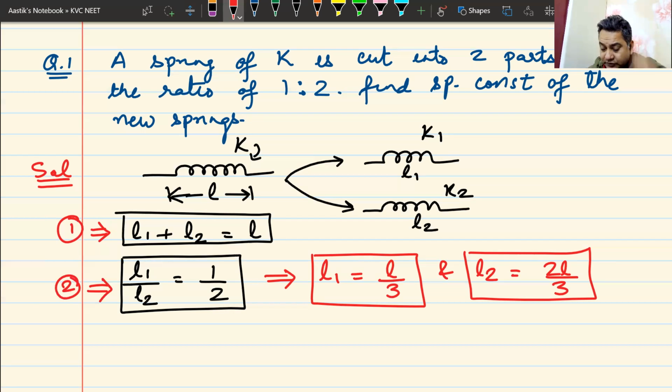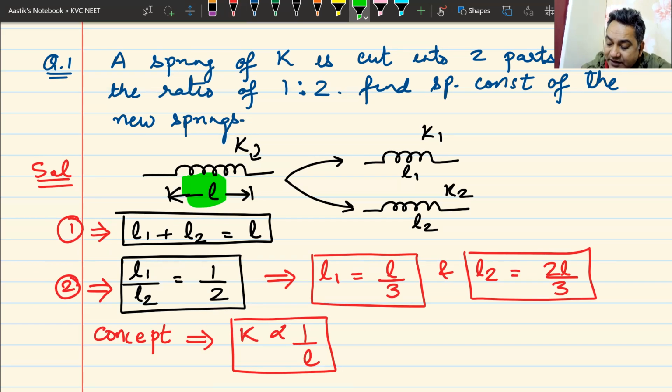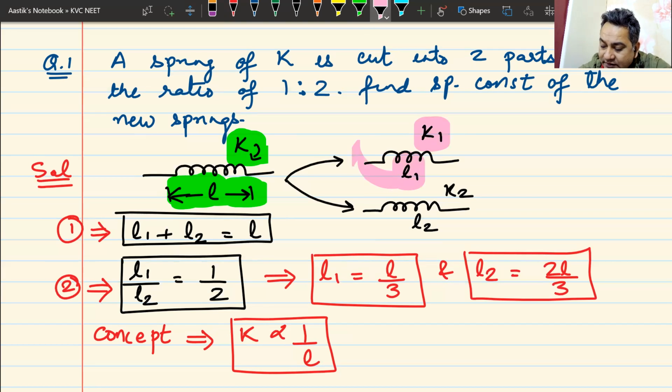Now I know the concept. The concept of solving this question is that K is inversely proportional to length. So now the original spring had a length L and spring constant K. I have created another spring out of it, whose length is L1. And this L1 I know is L by 3. So now I have a spring of length L by 3.